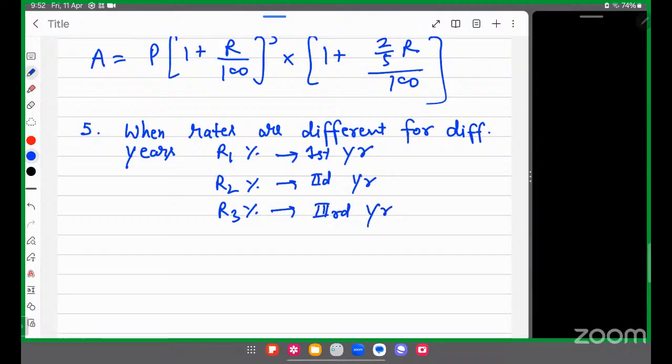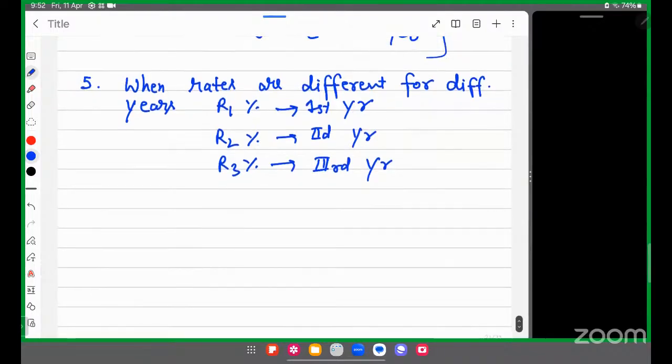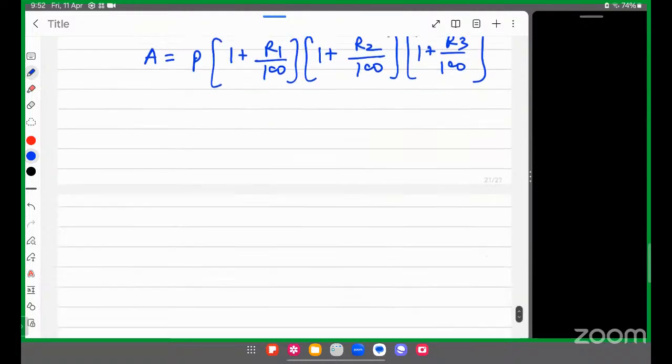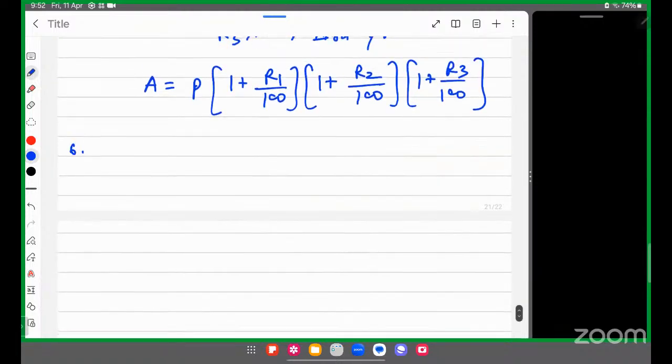Yes. So total amount A will be P times 1 plus R1 by 100, 1 plus R2 by 100 for second year, and 1 plus R3 by 100 for third year. And if we are given more information about fourth and fifth year, we will include the same. We will include it in the same way. Understood?